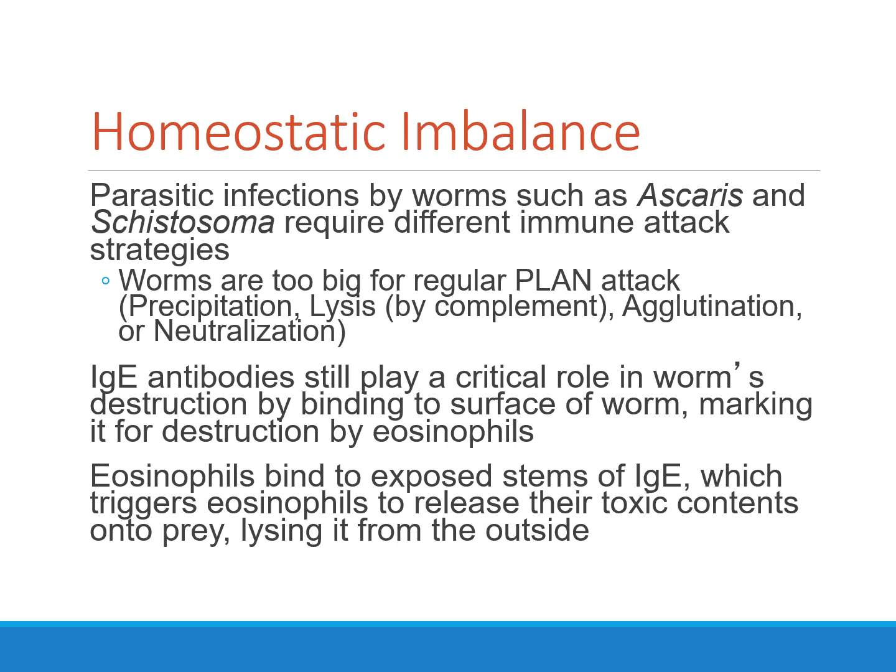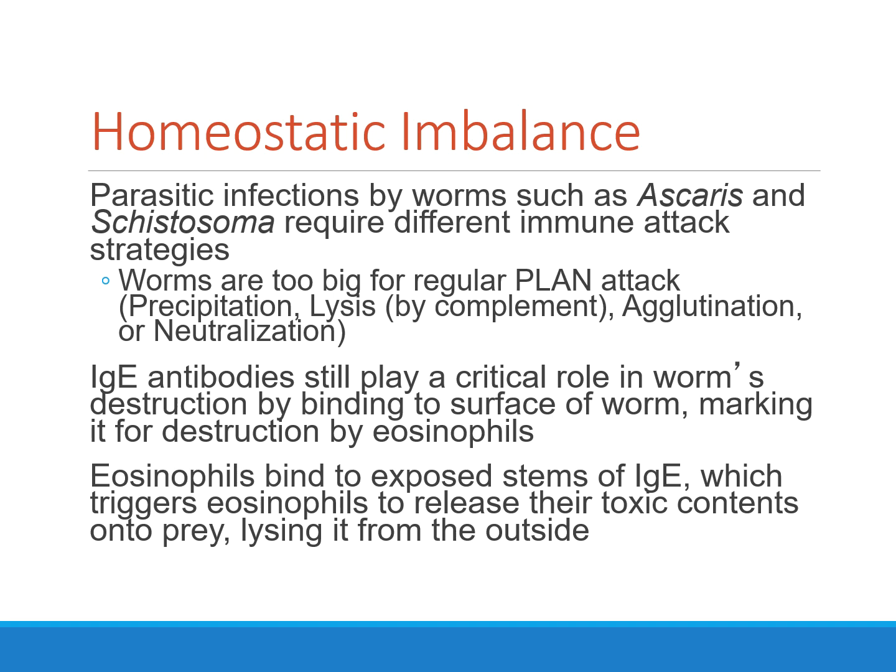Parasitic infections by worms like Ascaris or Schistosoma require a different attack plan. When we have parasitic worms that are too big for the regular precipitation, lysis, agglutination, neutralization, the plan of attack we just talked about, we have a different way we go about doing this. IgE antibodies still are going to play a critical role in the destruction of the worm. They bind to the surface of the worm. They mark it for destruction by the eosinophils.